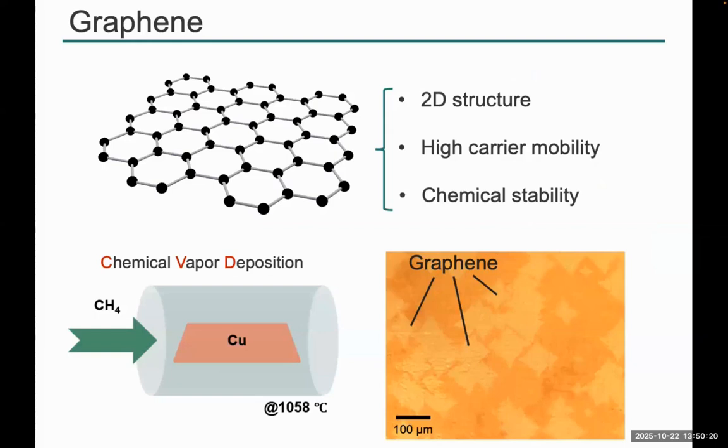Our group focuses on graphene, and here is the structure of graphene. This material is a perfect two-dimensional structure, and it also has high carrier mobility and chemical stability. Graphene is synthesized by the chemical vapor deposition (CVD) process, like here. This picture shows the graphene on the copper foil, and this white area is the monolayer graphene synthesized on the copper foil.